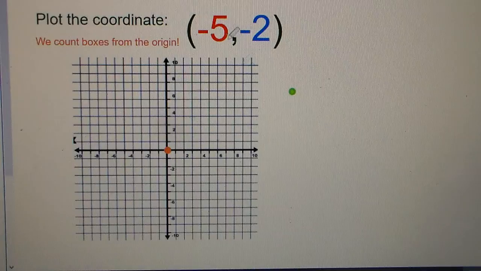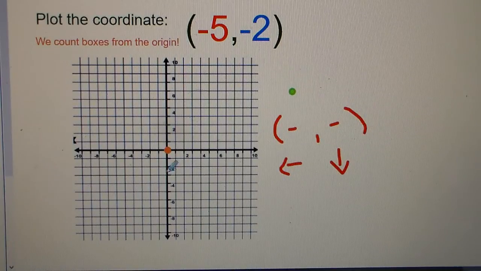Now we have negative 5 comma negative 2. The first number in the coordinate is a negative, so we go to the left. The second number in the coordinate is a negative, so we go down. So -5, -2, so we go 5 to the left, and then 2 down. So that's the coordinate -5, -2.